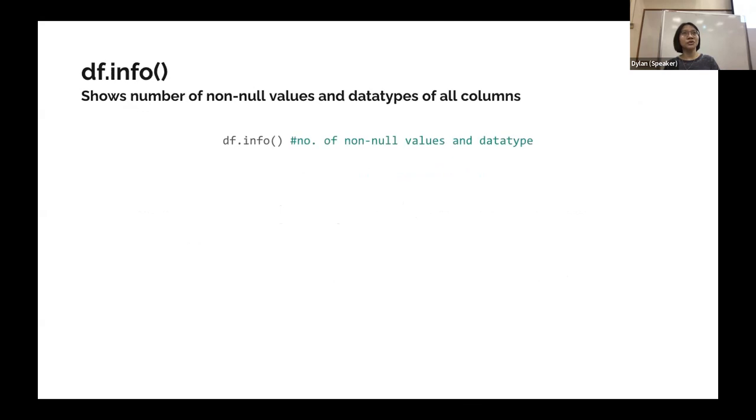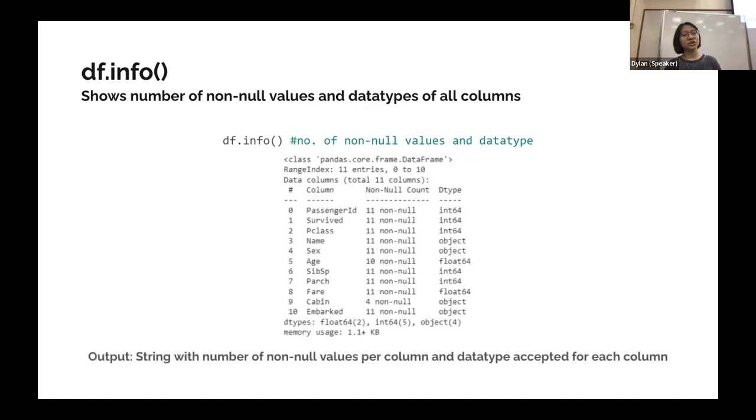Now you know the names of the columns, but you don't know the values inside. You want a statistical summary, or some kind of summary about the columns in your data frame. This is where df.info comes in. Basically, it shows the number of non-null values, so values that are filled in with numbers or strings and not the NaN value, which I will be covering later on, as well as the data types of all the columns.